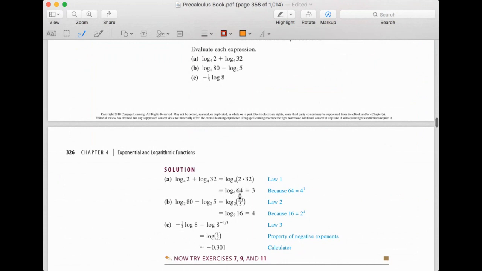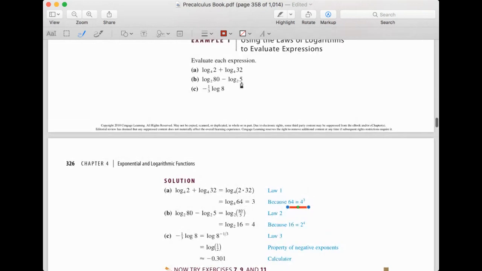That's log 4, 2 times 32 is 64. And 64, we can write 64 as 4 raised by 3. Then we will have log 4, then 4 raised by 3. We have log form, exponential form, they undo each other, so we get 3.